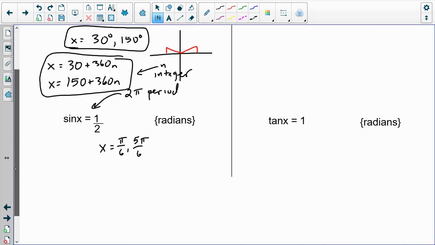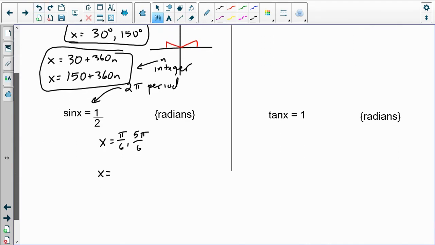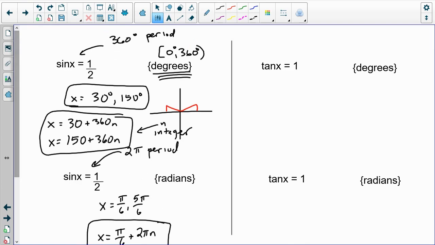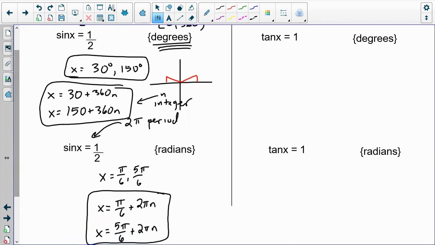Likewise, I would do the exact same thing for sine of x down here. So x equals pi over 6 plus, notice the period is 2 pi, I would say 2 pi n, and x equals 5 pi over 6 plus 2 pi n, where n is an integer. So what happens is if I have degrees or radians, then I end up cycling through and just getting every single coterminal angle that I possibly can for those problems.